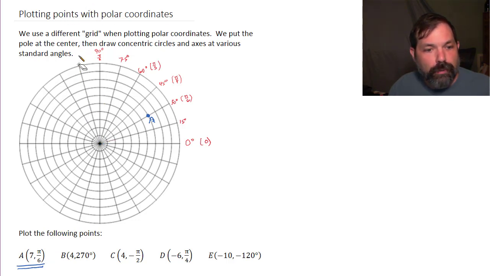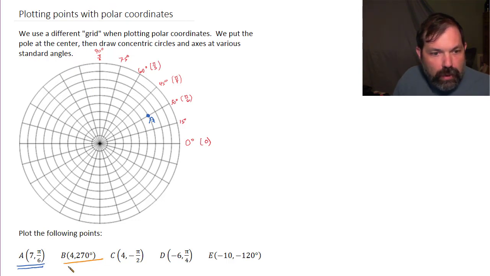Now the point 4, 270 degrees. All right, so 4, 270 degrees. So I've got a point at the 270 degree axis, and I'm going to step out 1, 2, 3, 4 spaces. And so then here's the point B.